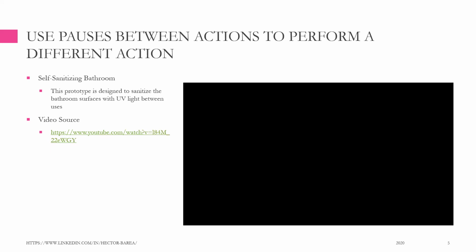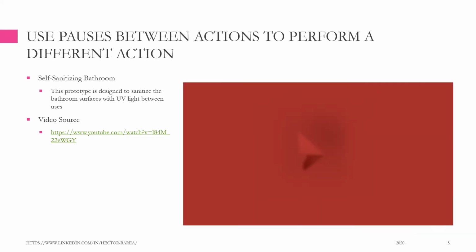Use pauses between actions to perform a different action. For example, SelfSanitizing Bathroom. This prototype is designed to sanitize the bathroom surfaces with UV light between uses.